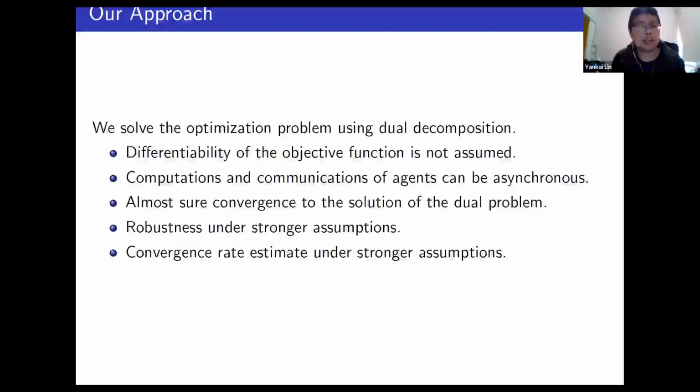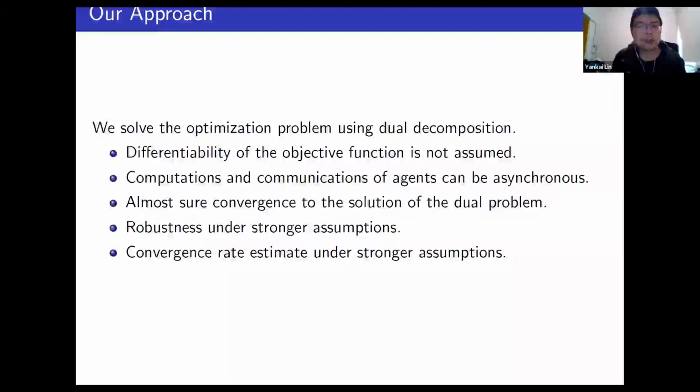And there are some interesting features I'd like to talk about in our algorithm. First, as I mentioned before, differentiability of the cost function or objective function, whichever one you like, is not assumed. Although it may be helpful to have a differentiable objective function, we're not assuming that. We analyze the general case. And computations and communications of agents can be asynchronous, which again will be detailed after a few minutes. The idea is that we allow asynchronous behavior of these agents, and there is no need to synchronize the network.